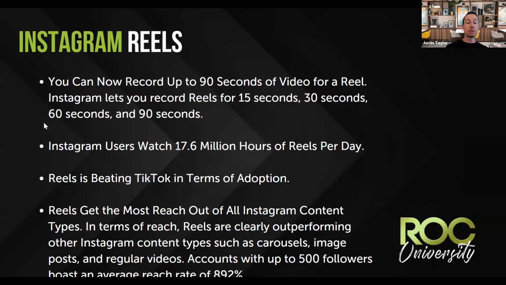So in terms of reach, reels are clearly outperforming other Instagram content types, such as carousels, which are multiple static images you can swipe to the right. That's probably the second or third piece of content that's consumed or loved by consumers. Then image posts, just static images, or just regular videos that you upload. And it's noted that reels are more powerful.